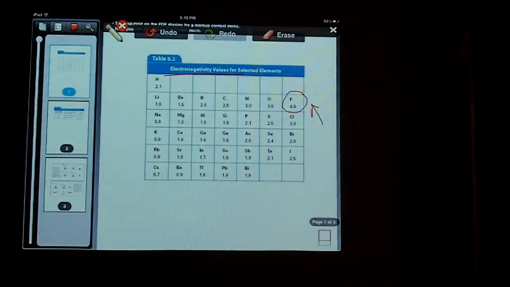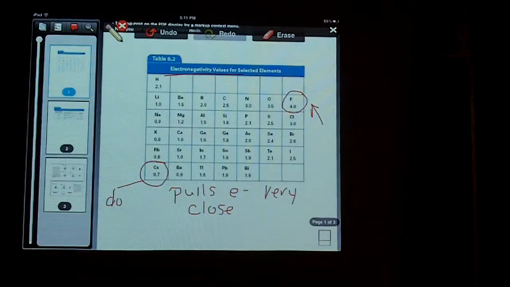That means that fluorine really pulls electrons very close. If we look at the opposite side, the least electronegative is the cesium. That means that the cesium does not pull very hard.